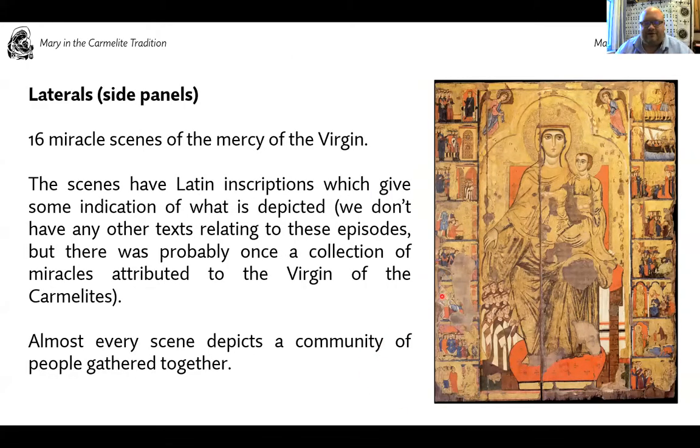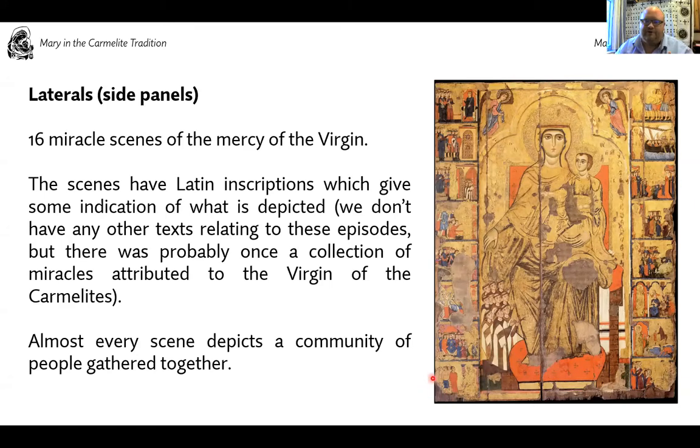Then you've got these side panels, these lateral panels, and they depict 16 miracle scenes of the mercy of the Virgin. And they've got Latin inscriptions. Some of them have worn away, but we have most of them. And they indicate what's being shown in each of these scenes. And by looking at the inscriptions and trying to see what's in the pictures, we can reconstruct what works of mercy, what miracles Mary is reputed to have performed for the Carmelites in Cyprus.